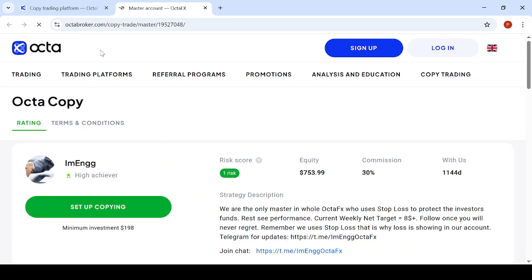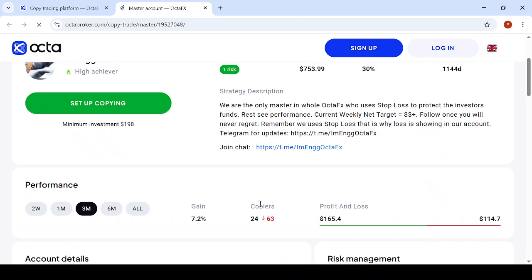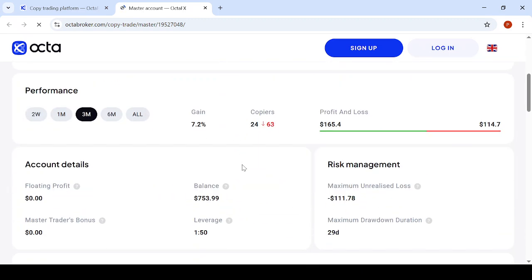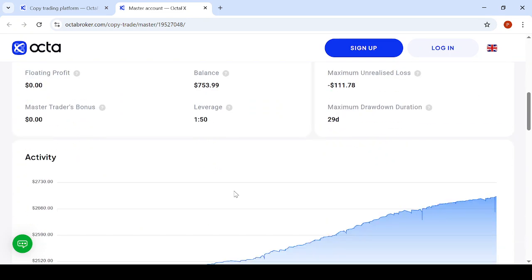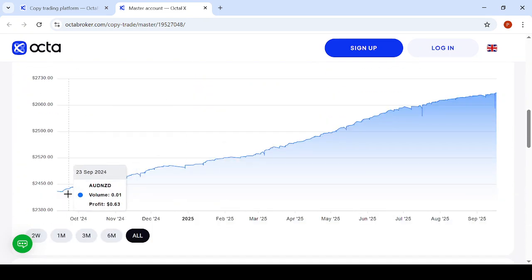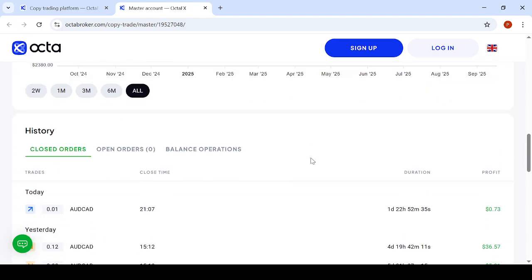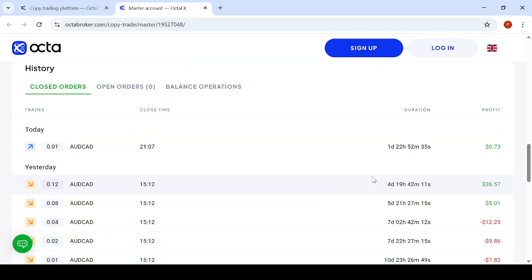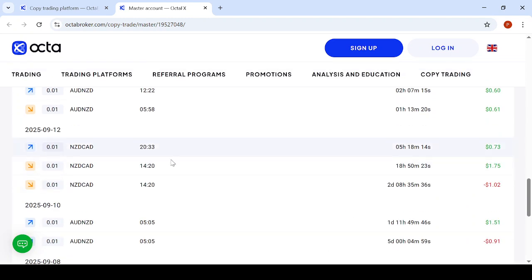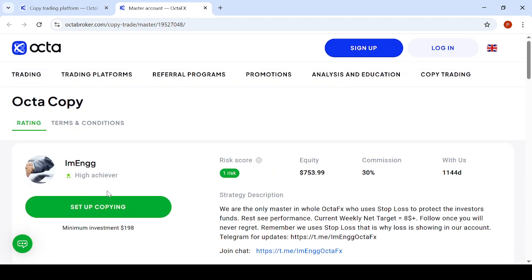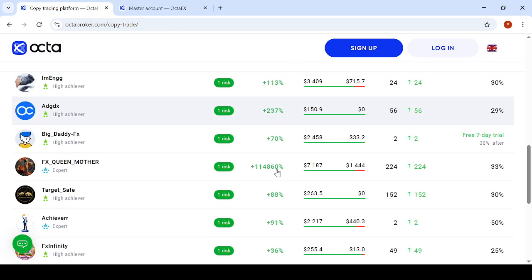As you can see, I open this trader, you can see he has a risk score of 1. They will show you his total gains, his maximum losses, unrealized losses. You see the leverage he's trading with, his account balance, his activities, his charts, where he started, how much he started with, the steady growth in price, the trades he has taken, how long he holds his trades, and so on and so forth. This is basically how you go through each trader before choosing a trader you would want to use.